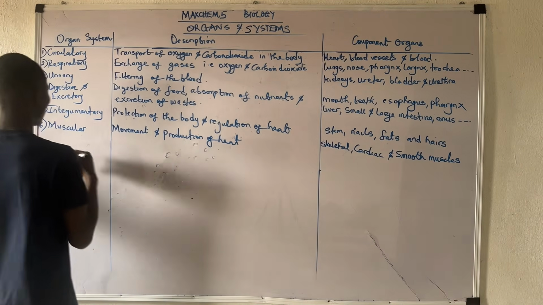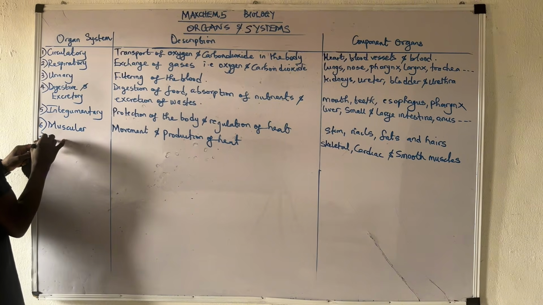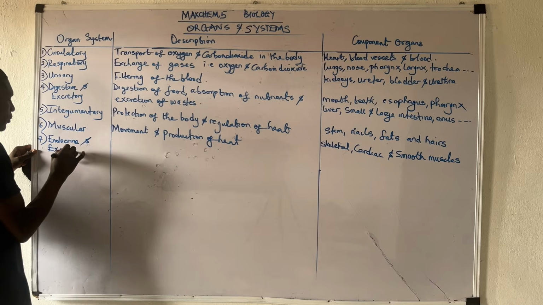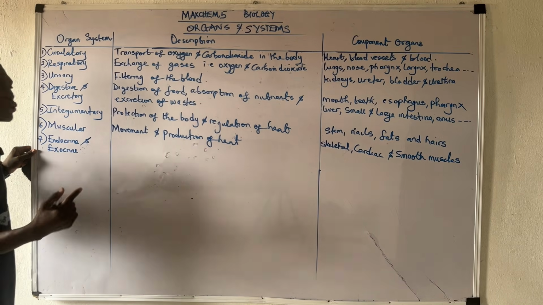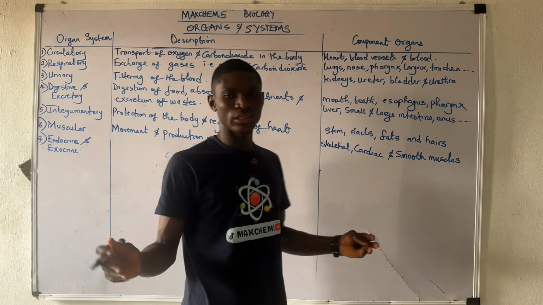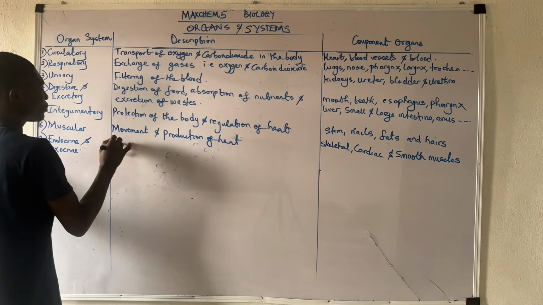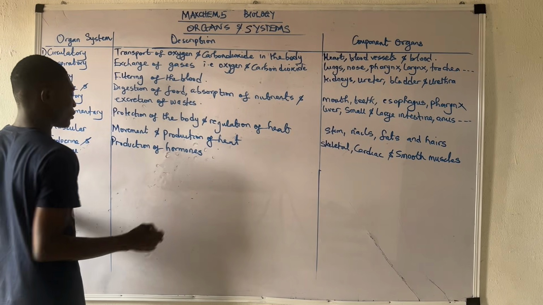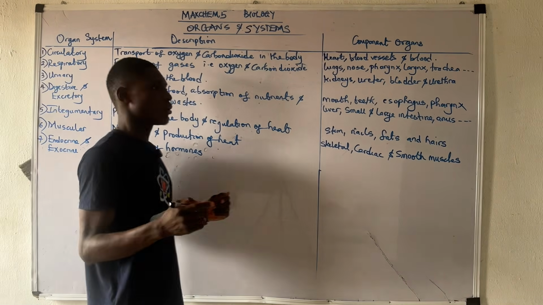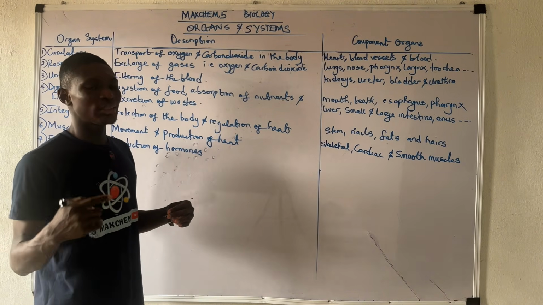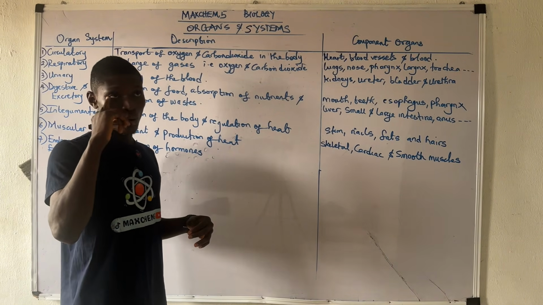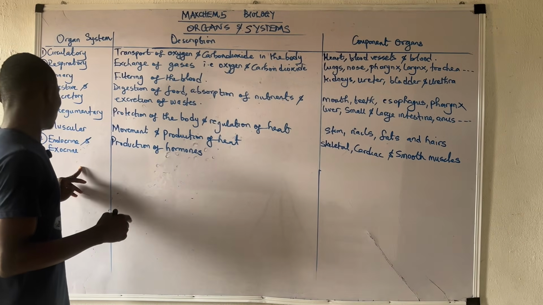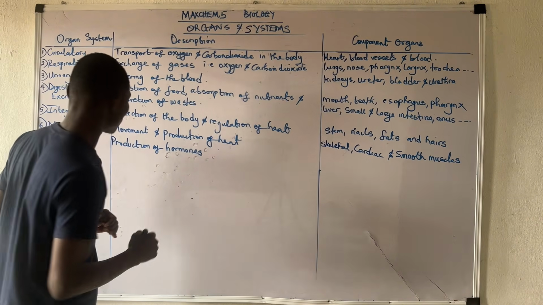Next is the endocrine and exocrine system. This has to do with the production of hormones, basically. The endocrine glands secrete hormones directly into the bloodstream. They are also known as the ductless glands, while the exocrine glands secrete it via ducts.